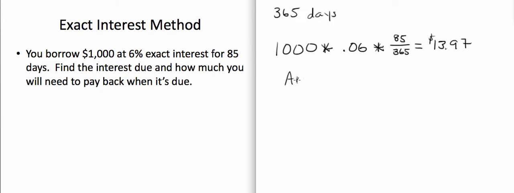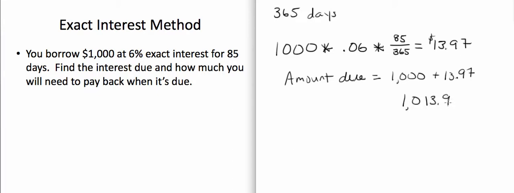The amount due then becomes 1,000 plus $13.97, for a total of $1,013.97. All right, so that's the exact interest method. The reason why it's exact is because it's 365 days.